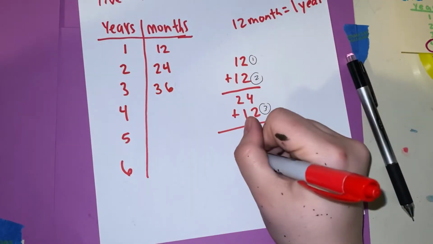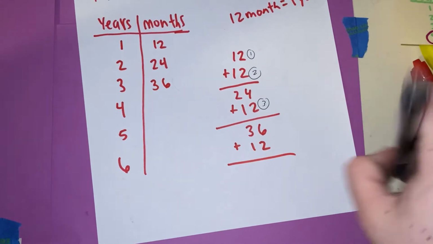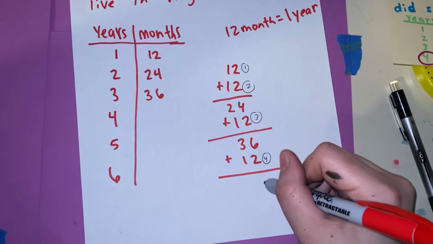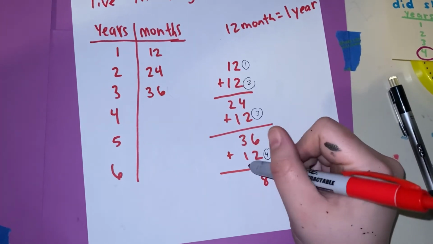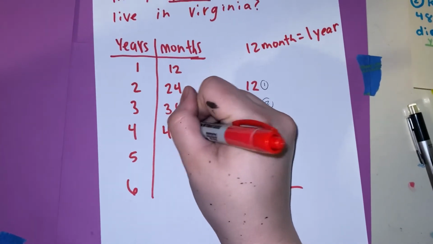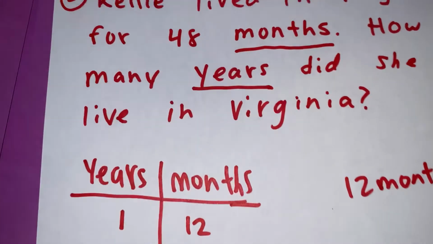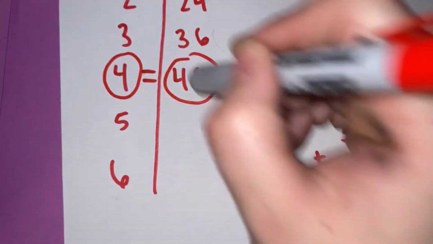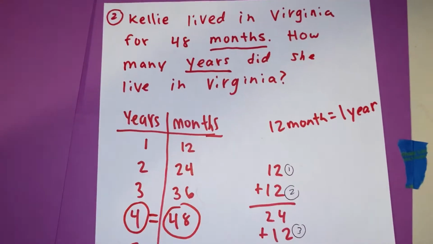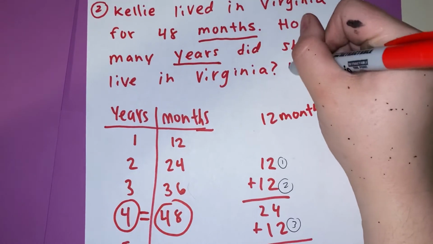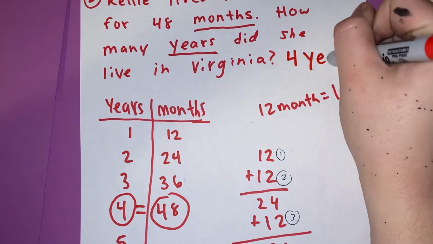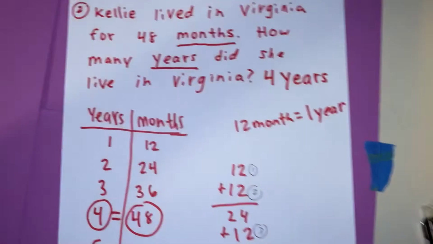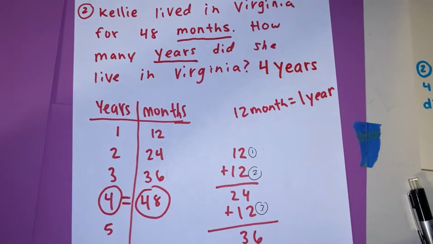Now we're going to add another year. So this would be year 4. 6 plus 2 is 8. 1 plus 3 is 4. So 48. That's how many months we were looking for, and the problem was 48. So 4 years equals 48 months. So Kelly lived in Virginia for 4 years. Remember, you have to put the unit or we're not going to know what unit you're talking about. So 48 months is equivalent to 4 years.